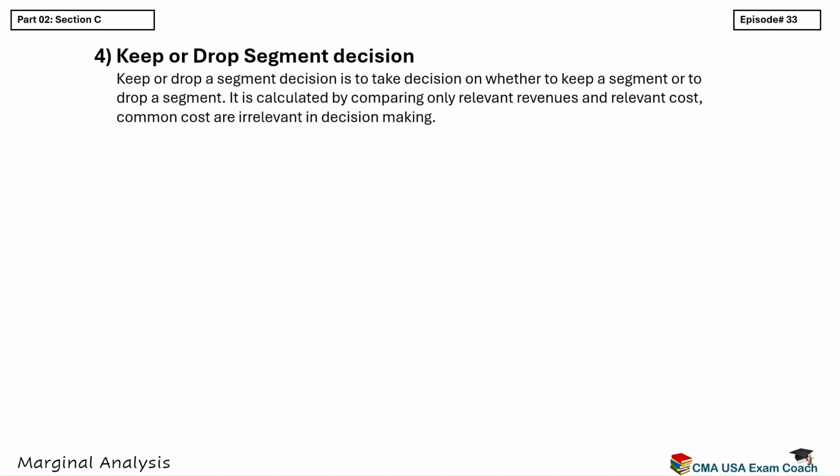Now let's move on to the fourth application of marginal analysis, which is the keep or drop segment decision. Sometimes a company has different segments, divisions, or product lines. Management needs to decide whether it's better to keep a particular segment operating or to drop it. To make this decision, we focus only on the relevant revenues and relevant costs directly related to that segment.